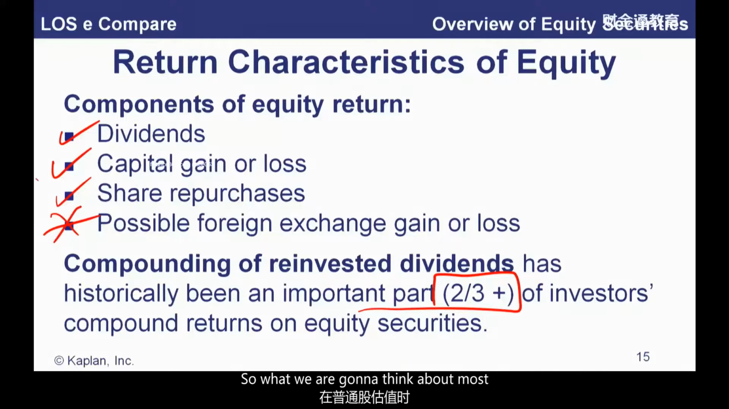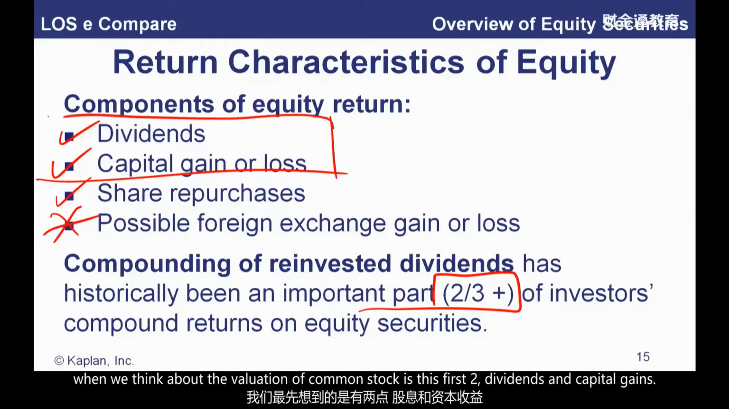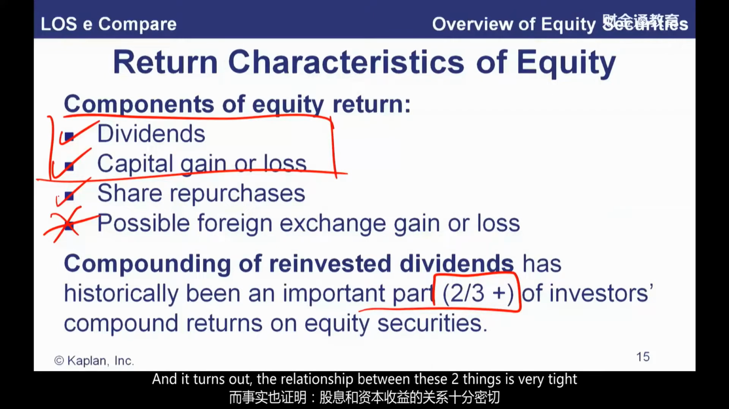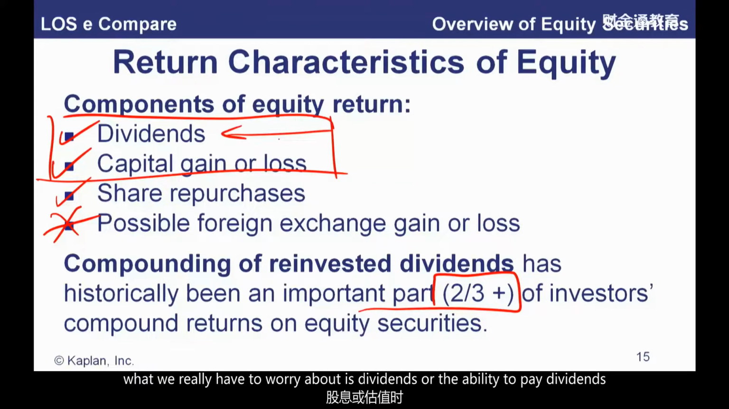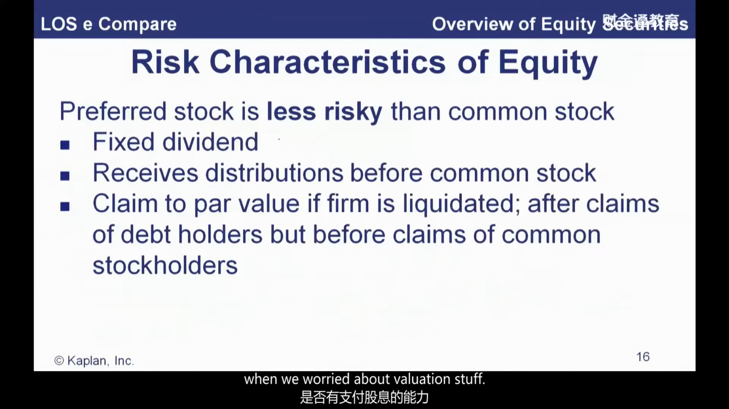So what we're going to think about most when we think about the valuation of common stock is these first two, dividends and capital gains. And as it turns out, the relationship between these two things is very tight, and I think we're going to be able to show that what we really have to worry about is dividends, or the ability to pay dividends, when we're worried about valuation.